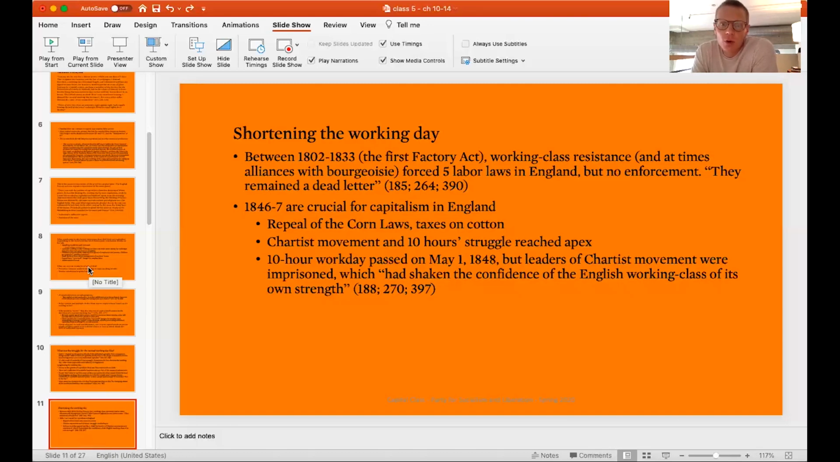The Chartist movement, the working class movement, and the 10-hour struggle reaches an apex. The 10-hour workday was passed on May 1st, 1848, but there was a vicious counter-reaction to it. The Chartist leaders were imprisoned, which really debilitated and demoralized the working class movement. They banned meetings, arrested the leadership, outlawed literature, and increased the policing of the movement.